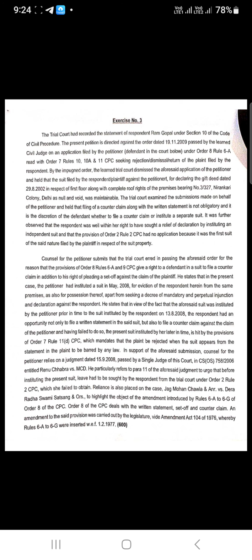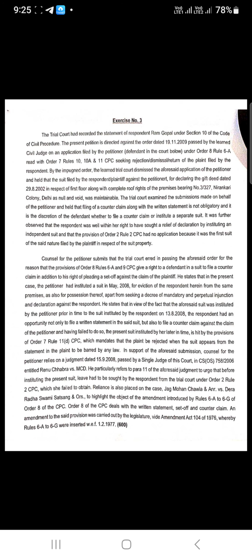He particularly refers to para 11 of the aforesaid judgment to urge that before instituting the present suit, leave had to be sought by the respondent from the trial court under Order 2 Rule 2 CPC, which she failed to obtain.